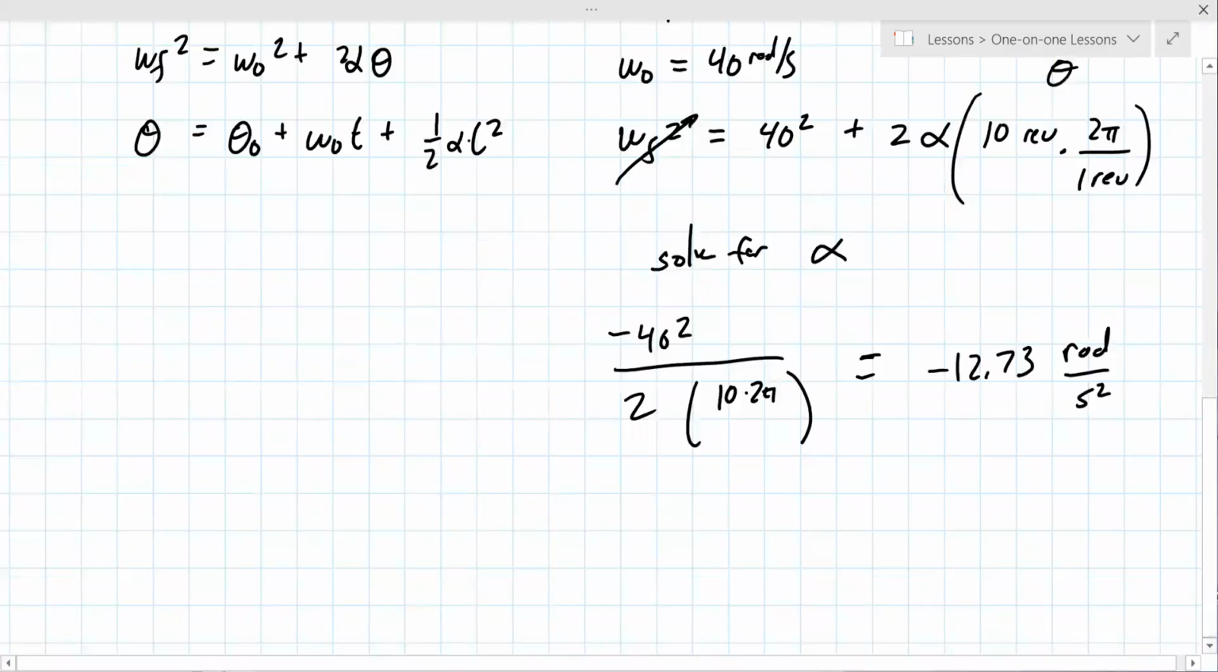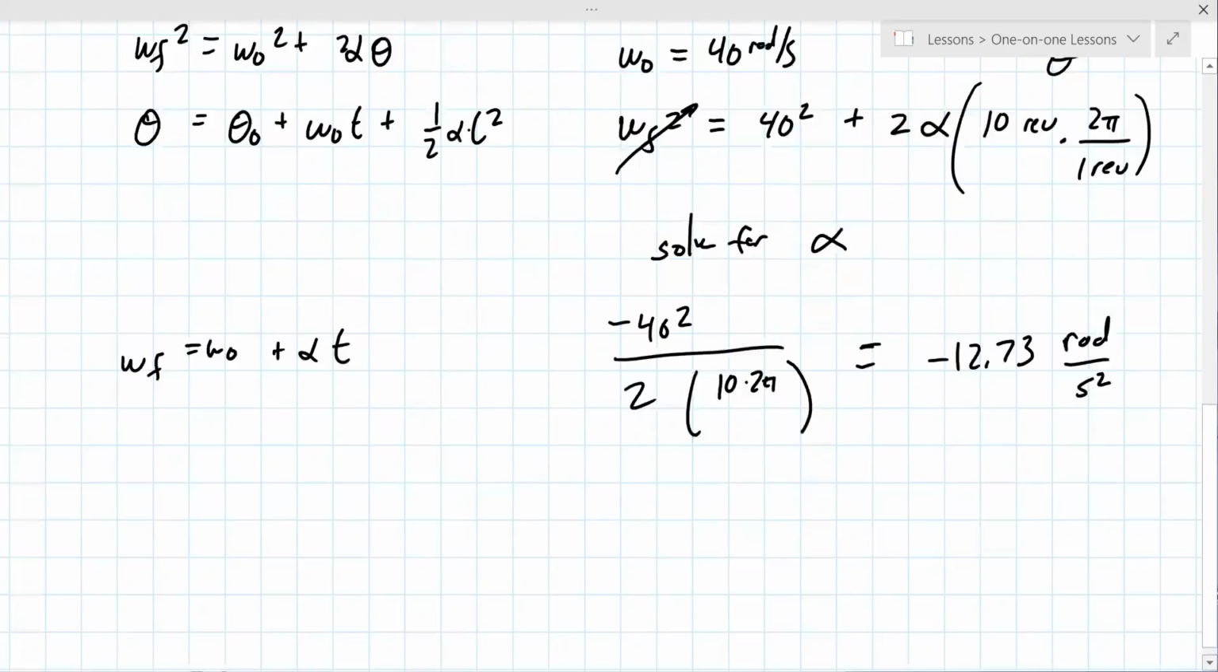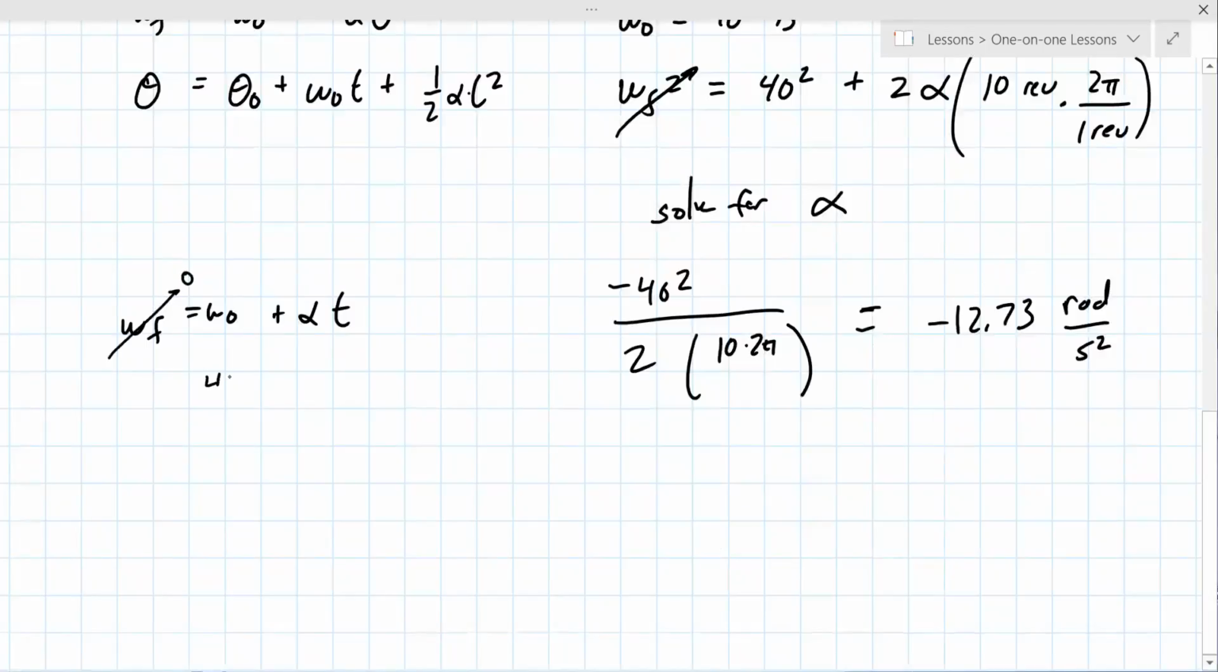So for the time, you look back: which equations have time? Well, this one obviously has time. We can use this one up here though. Omega final equals omega initial plus alpha t. The thing was spinning, that's its omega initial, the 40. But the final is 0 because it goes to rest. And the alpha is what we just found, the minus 12.73.